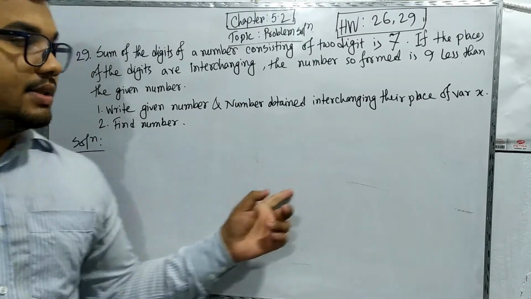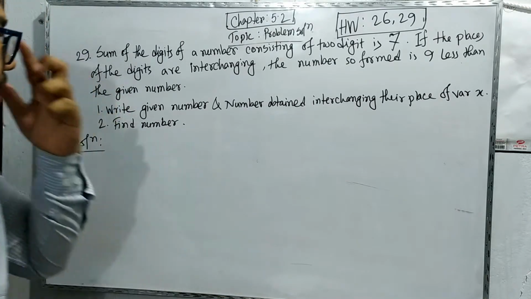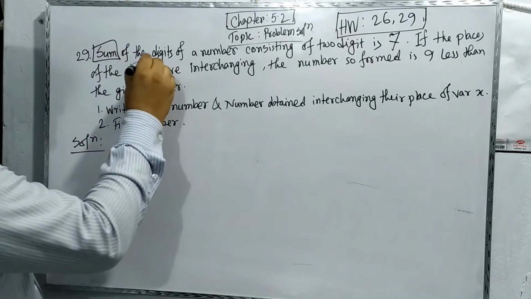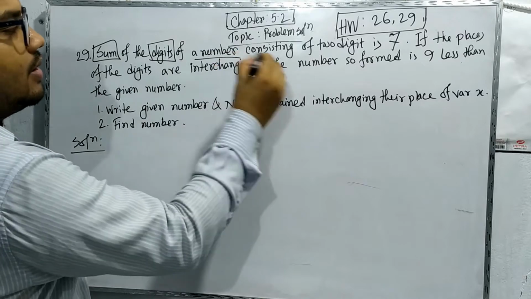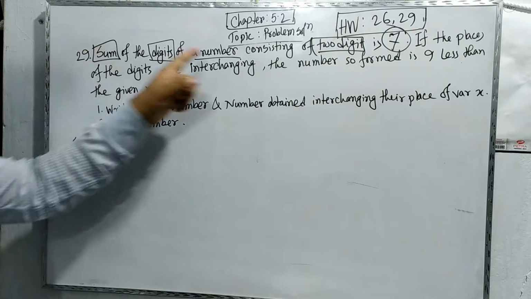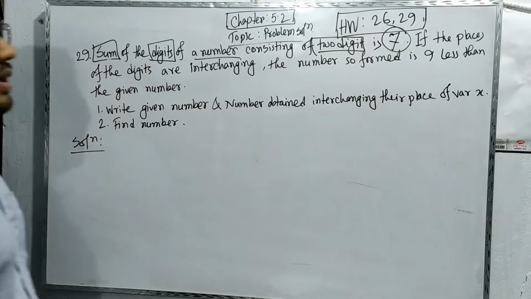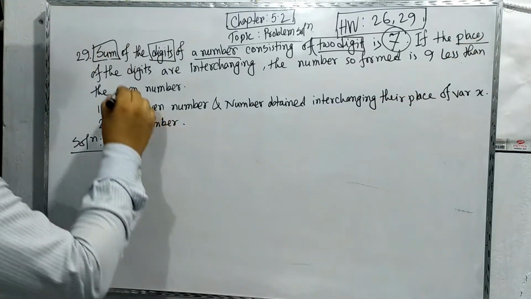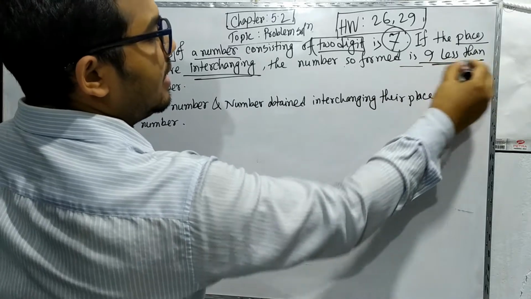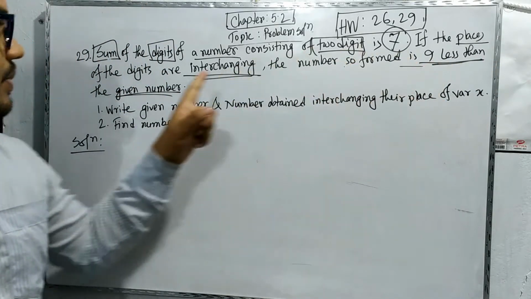Okay, this is our next math, and this is the last math for today's lecture. This math says the sum of the digits of a number consisting of 2 digits is 7. If the places are interchanged, then the new number will be 9 less than the given number.